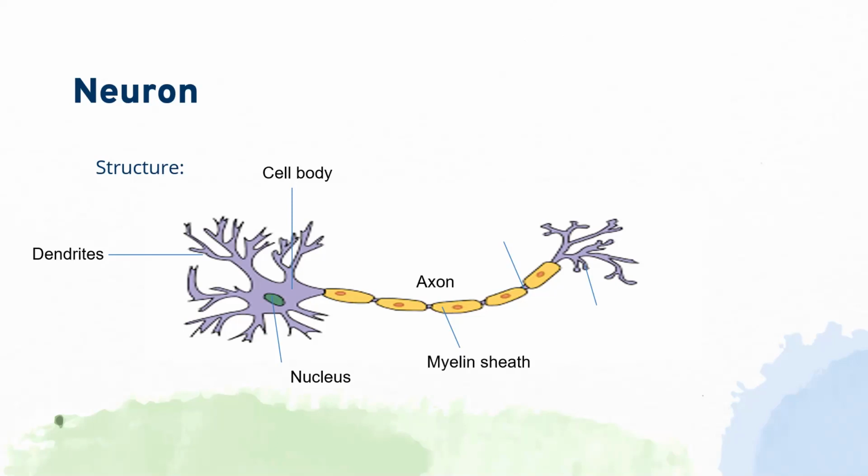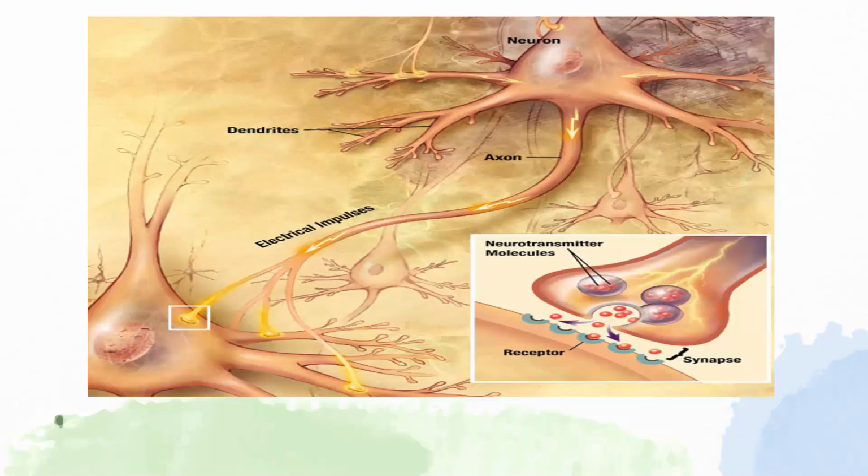Myelin sheath helps to insulate and increase the speed of impulses. Node of Ranvier helps with jumping propagation of the impulses. And finally, the axon terminal is connected to the other neuron at the synapse to transmit the signal. This image shows simply what a synapse is. You can see here the axon terminal of one neuron, and this is the dendrite of the other neuron, and they transmit the signal.